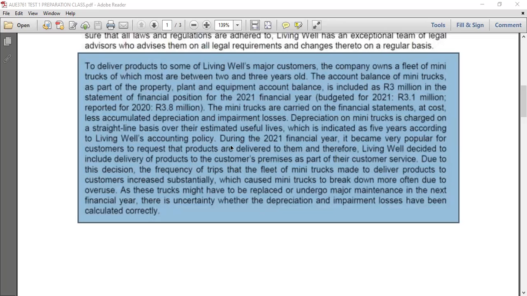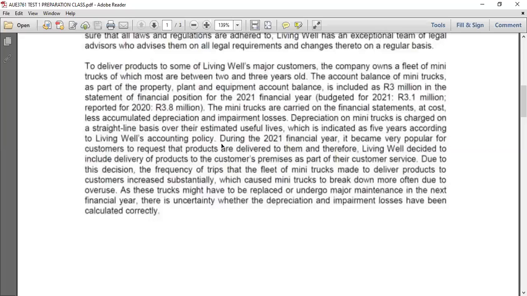Right. Then during the 2021 year, it became very popular for customers to request that products are delivered to them, and therefore, Living Well decided to include delivery of products to the customer's premises as part of their customer service. Due to this decision, the frequency of trips that the fleet of mini trucks made to deliver products to customers increased substantially, which caused the mini trucks to break down more often due to overuse.